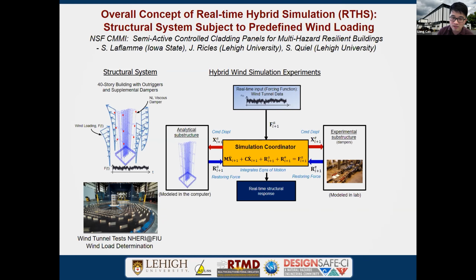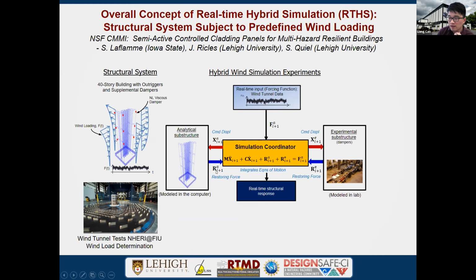So those wind hazards we can obtain by doing wind tunnel tests at the FIU facilities, where we can obtain the wind pressure data and convert it to a predefined wind load to use in the hybrid simulations. And by combining the analytical substructures, we give command displacement to both the analytical substructures and experimental substructures. And then we obtain the restoring force.